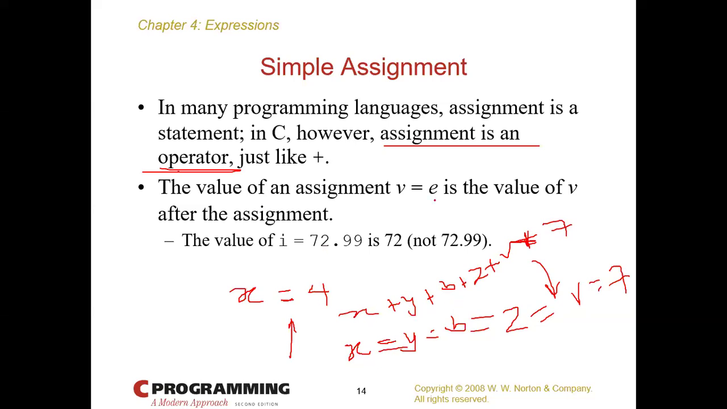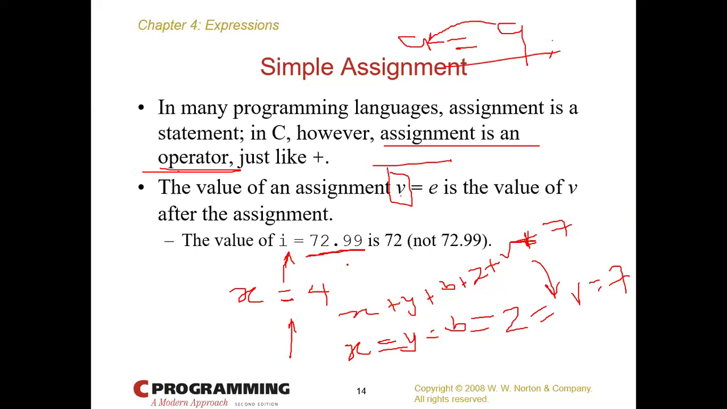All right. The value of an assignment V is equal to E is the value of V after the assignment. So the value of this expression is the value of V, whatever is in V. So if we have A is equal to 9, the value of this expression is 9, because after this expression, A takes the value of 9. So the value of I is equal to 72.99 is the value of I after the expression. This is really important that you understand.